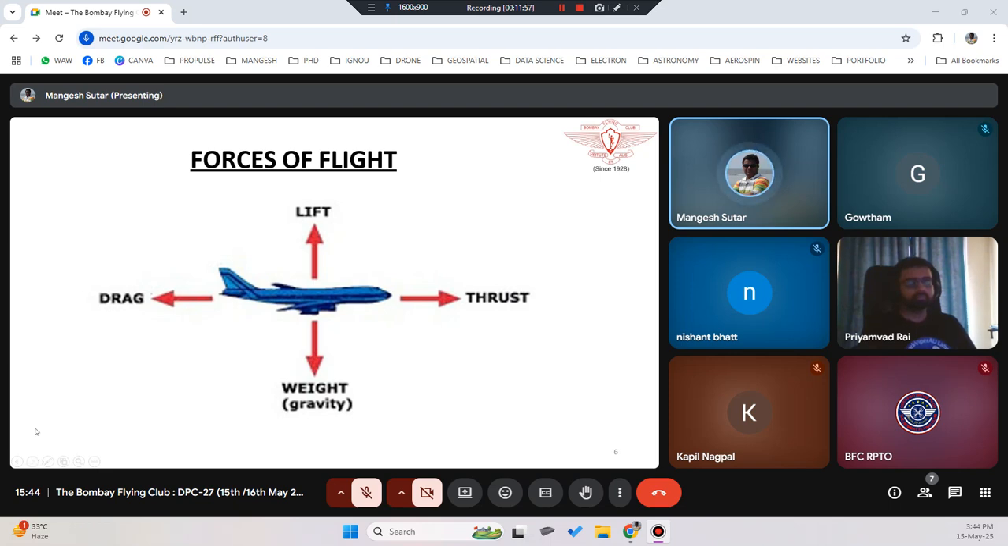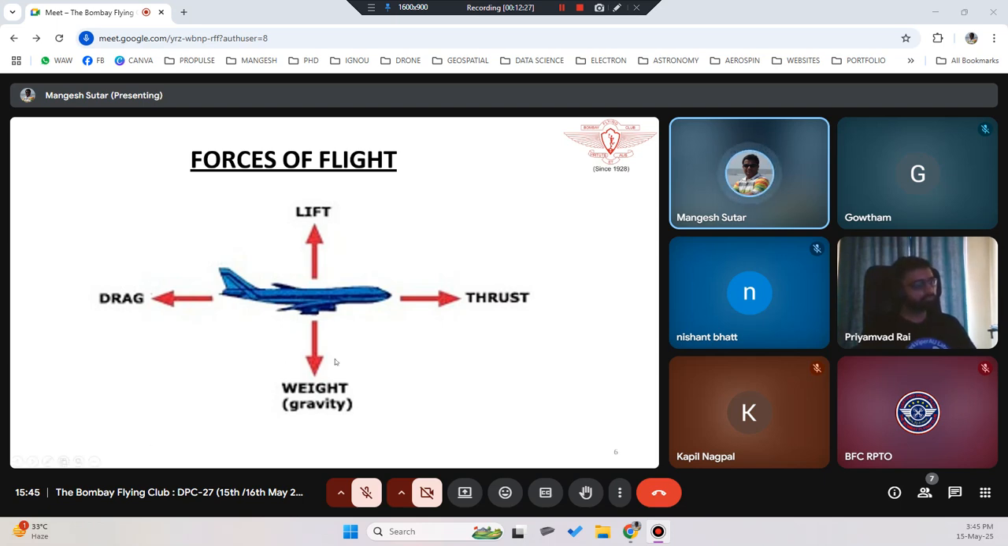Now, since the aeroplane has its own body and structure and it is moving in the air, this air will try to push the aeroplane backward. That is called drag. You cannot make drag zero, because the moment you have a structure, the moment you have a surface area, there will be friction. So this friction is nothing but drag. Okay, so clear on the forces of flight?